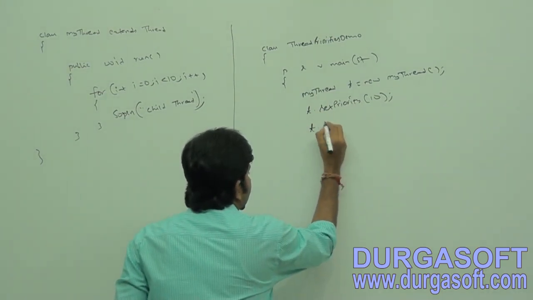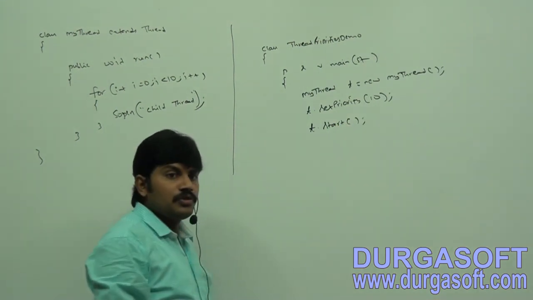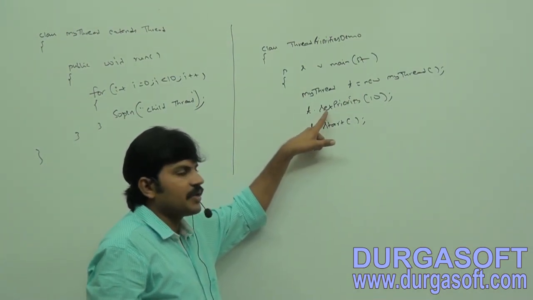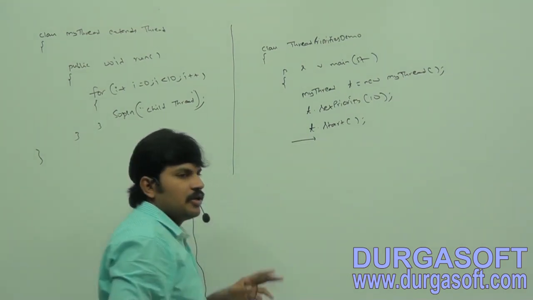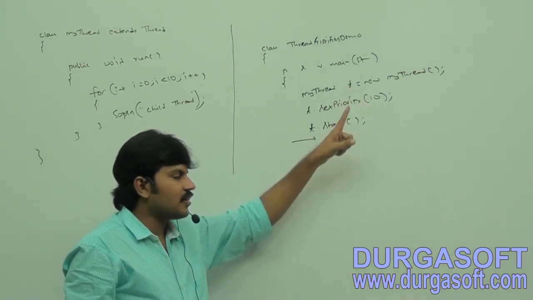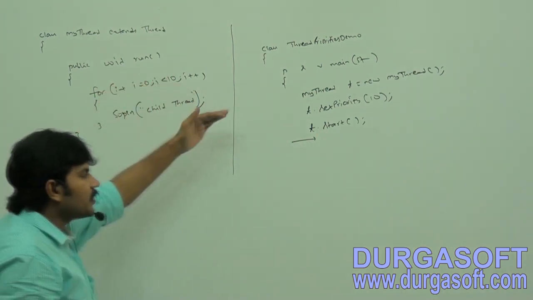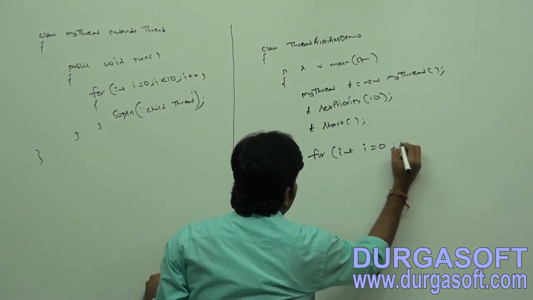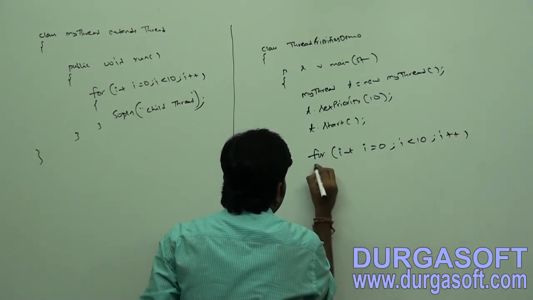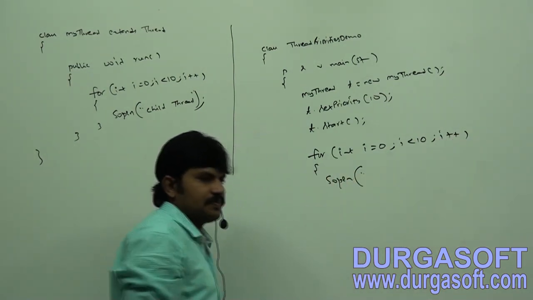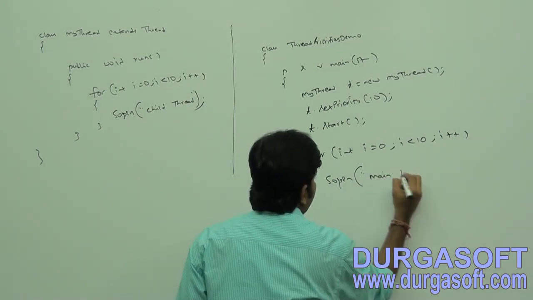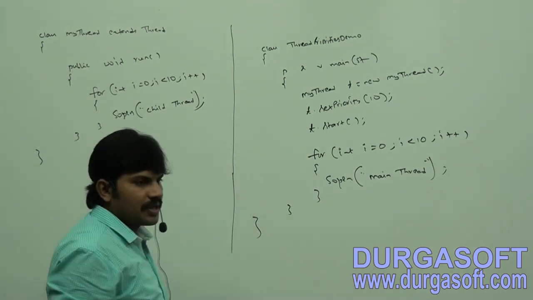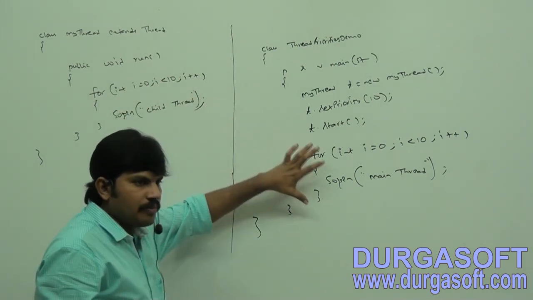Now t dot start. Then which thread will get the chance first? Child thread or main thread? Child thread, because of higher priority. After t dot start, two threads are there, main and child. Child having high priority, that's why child will get the chance first. After completing the child thread, the main thread will continue further. For int i is equal to 0, i is less than 10, i plus plus, SOP of main thread. Can you tell what output we are going to get by default? Child thread 10 times followed by main thread 10 times.